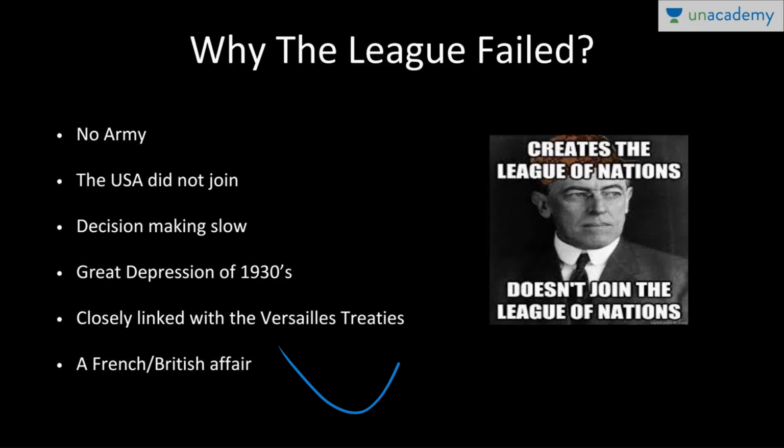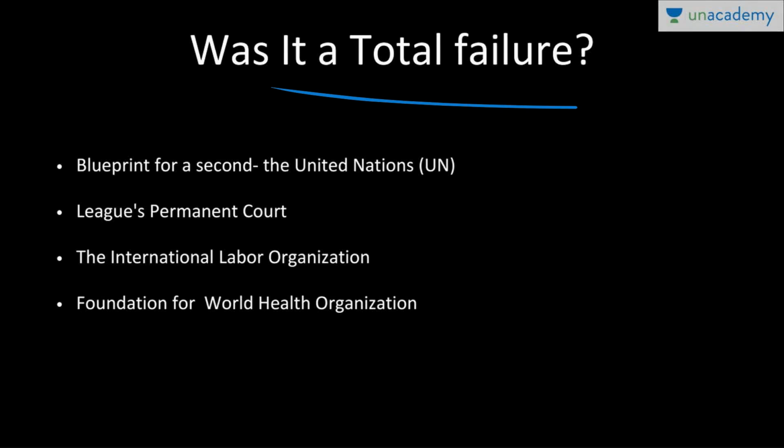Now let us see, was it a complete, utter failure? The answer is no. It was not a total failure because it gave the blueprint for the United Nations, a much more successful international organization continuing even after 70 years of its formation. The League's Permanent Court became the inspiration for the International Court of Justice (ICJ), which is in The Hague, Netherlands. The International Labour Organization is a successful organization till date. The WHO's foundation was led by the League's Health Committee. So that is why the League was not a complete failure.